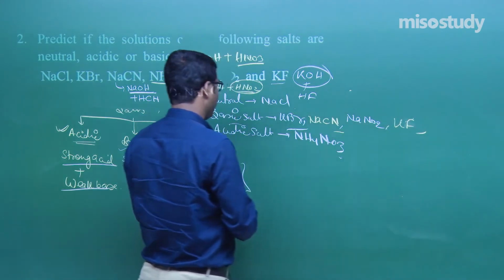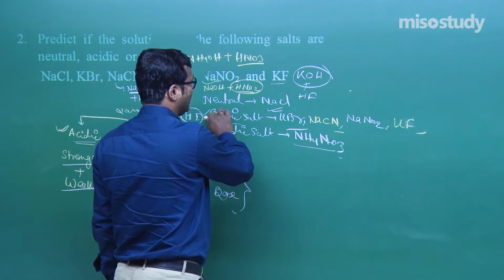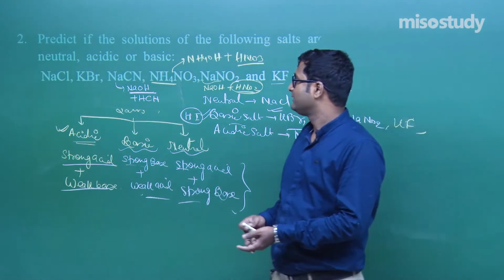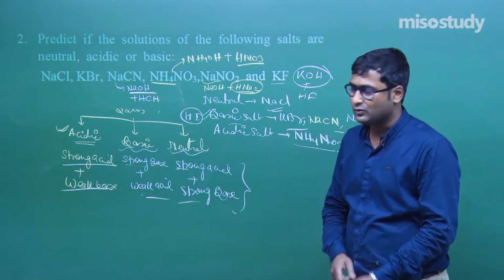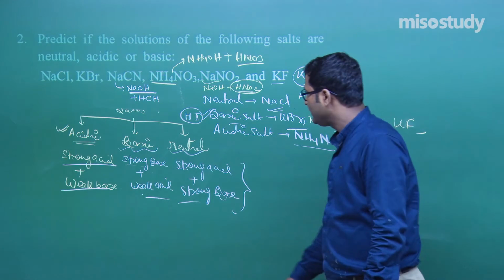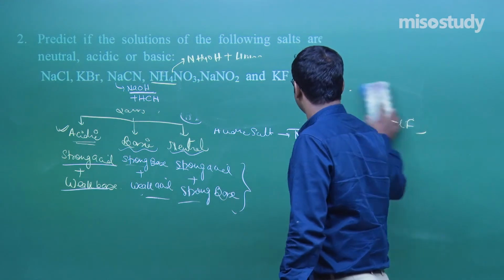This is the case. Acidic salt is NH4NO3, neutral salt is NaCl, and the rest are basic salts. Am I right? Yes sir, you are absolutely right here. Now I am going to rub this part and we will discuss the next question. Wait for a moment.